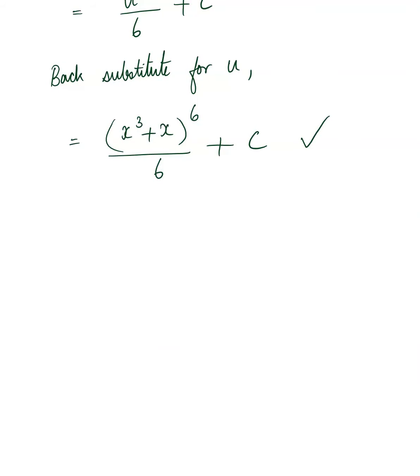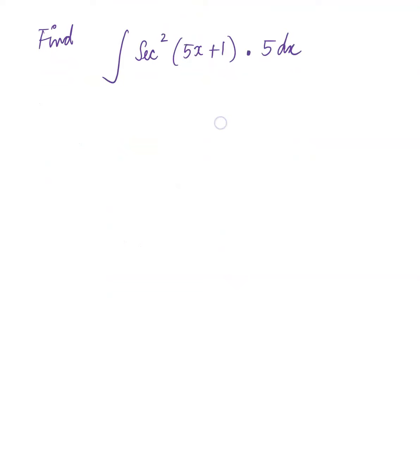Let's do another one. Find the integral of secant squared of 5x plus 1 times 5 dx. Now if the question itself had a u, of course use some other letter, use w or something else to substitute, but in general we call it the u substitution.